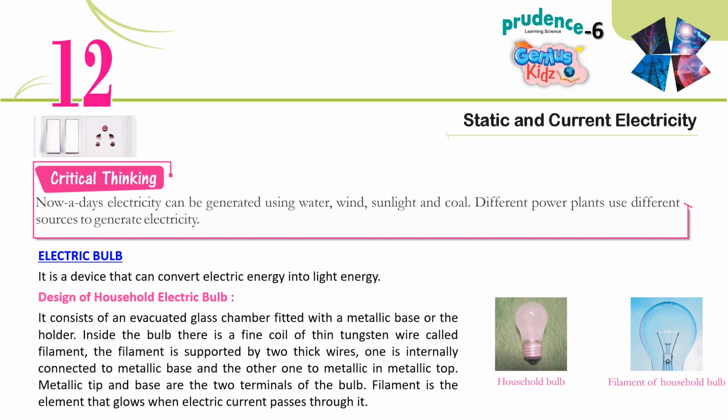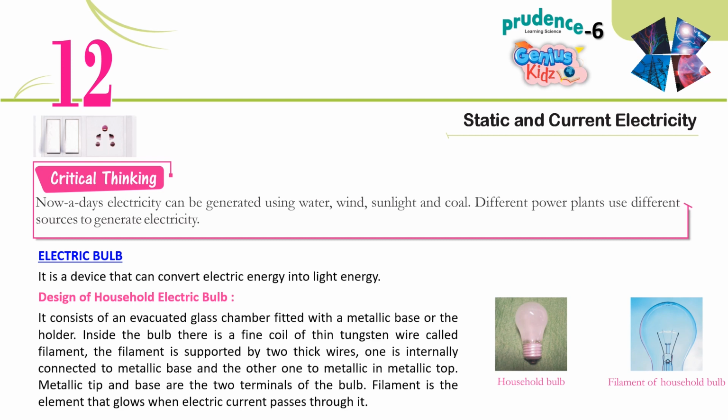Electric bulb. It is a device that can convert electric energy into light energy. Design of household electric bulb. It consists of an evacuated glass chamber fitted with a metallic base or the holder. Inside the bulb there is a fine coil of thin tungsten wire called filament.